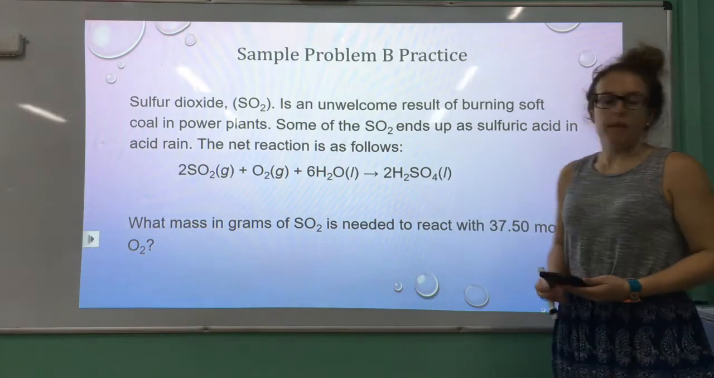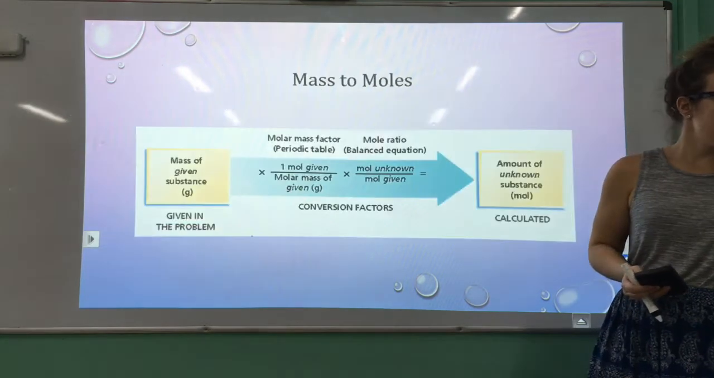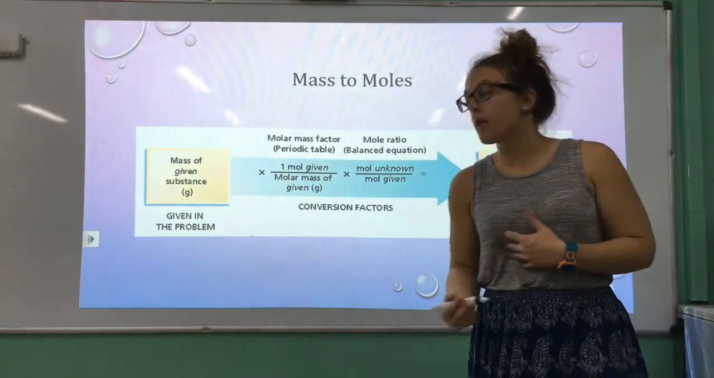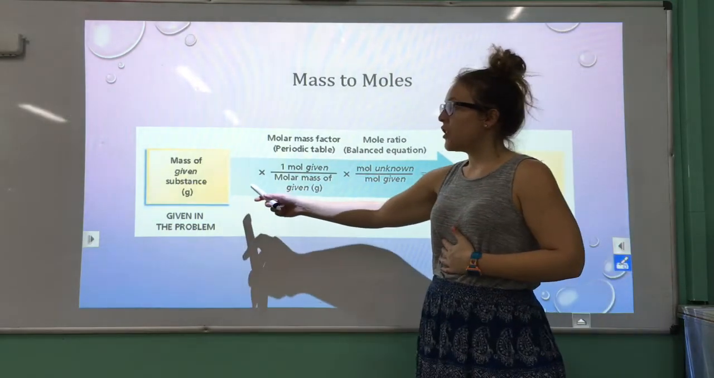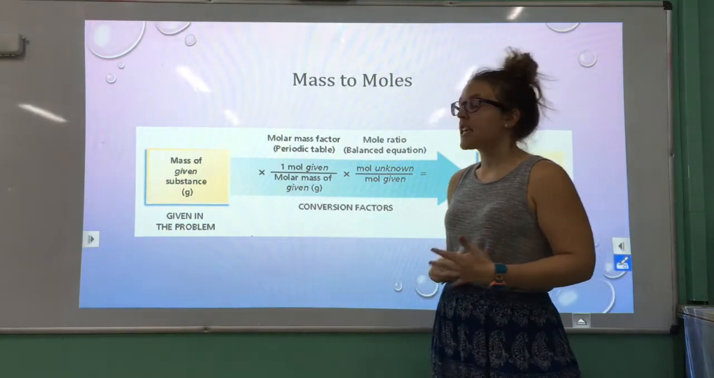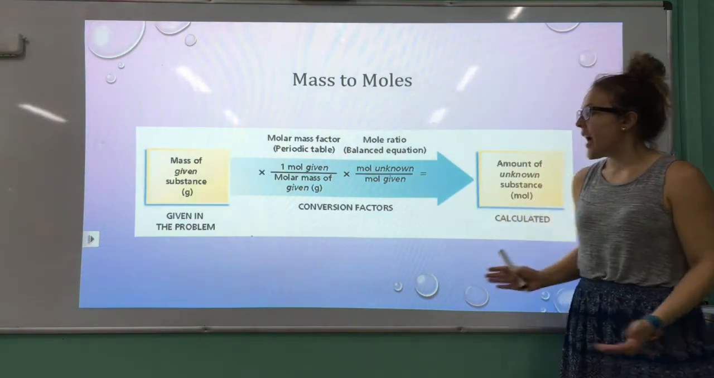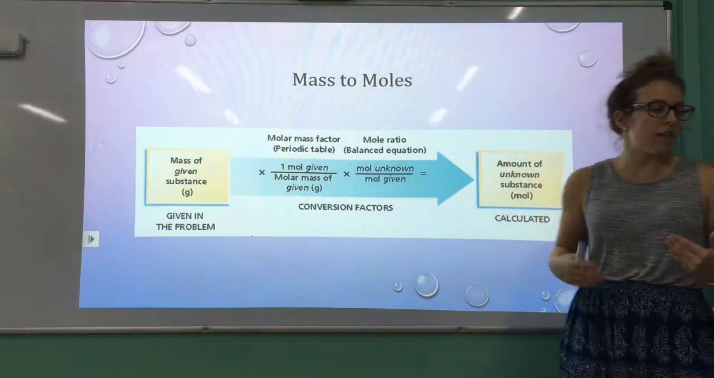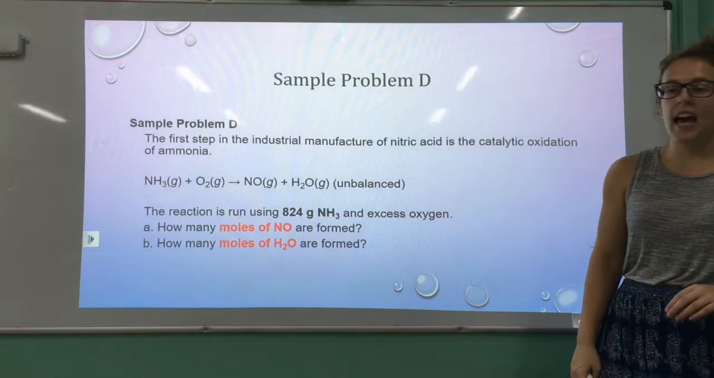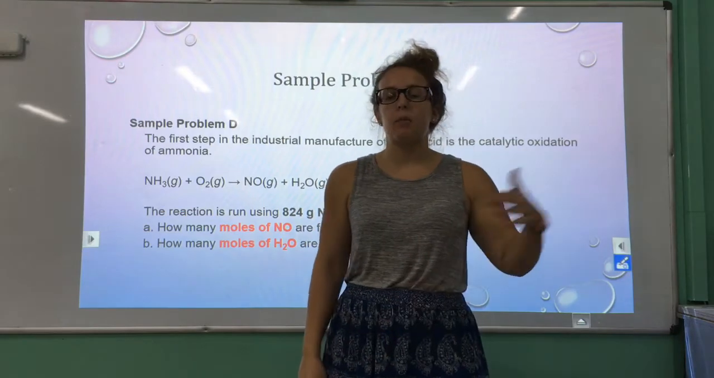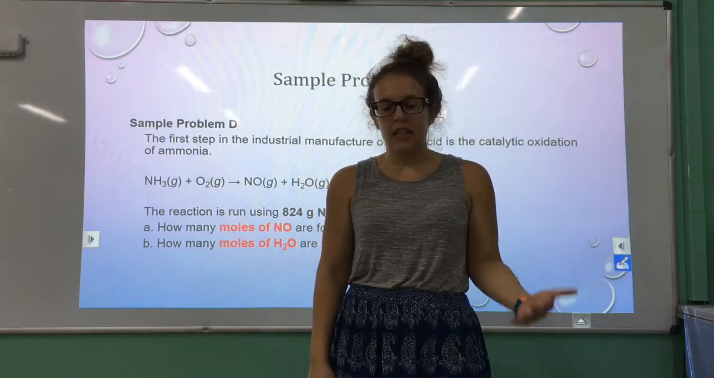So moving on, if we are given the mass and we need the moles, we can use the molar mass of the given to get moles, and then we can use the mole ratio, and that will give us moles of the unknown. So if we look at sample problem D, we skipped C because it is very similar to B, and then we did a practice for B.